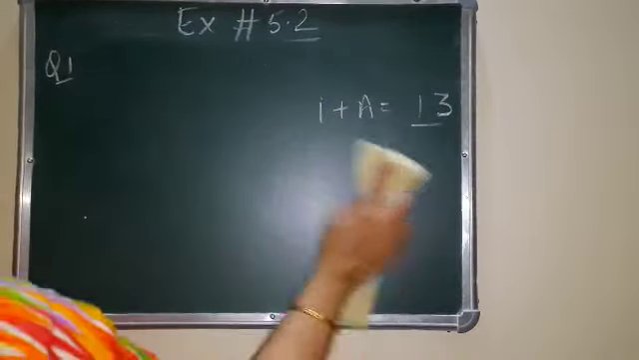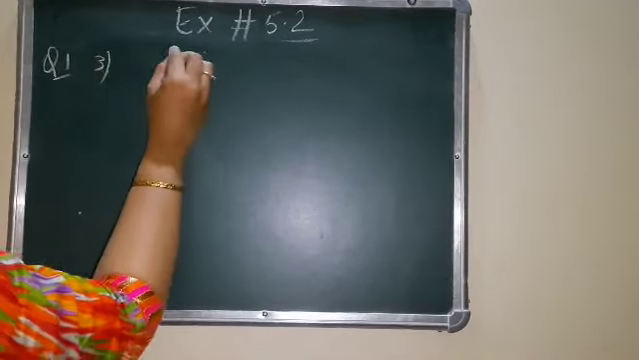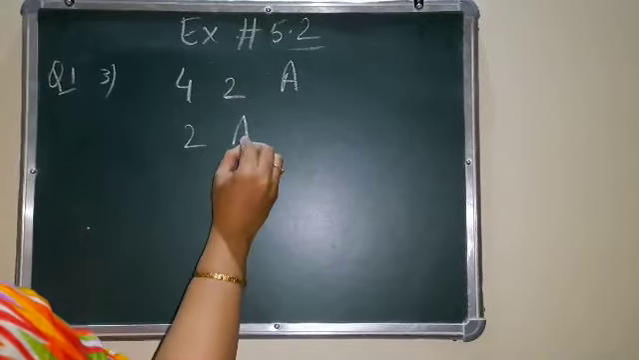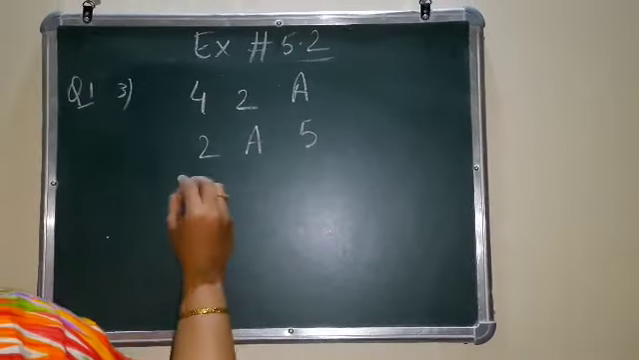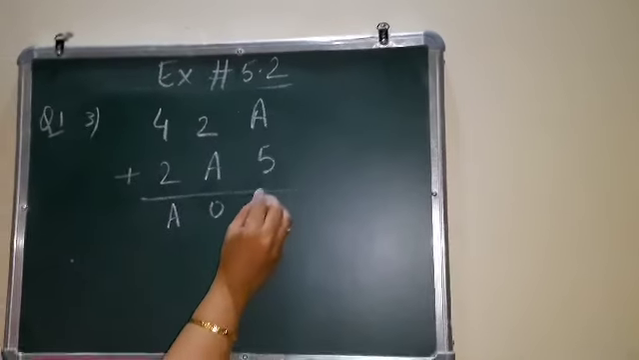Third part also we'll do. Third part. 4, 2A, 5. And your answer is A, 0, 2.